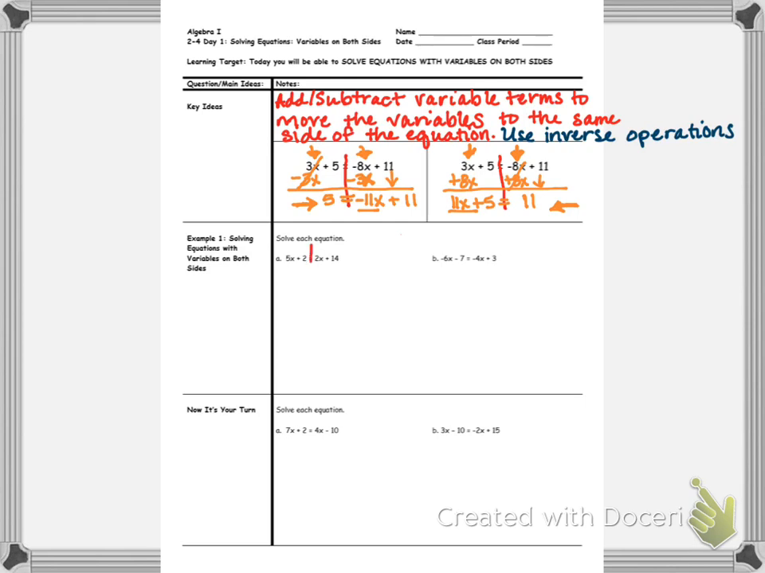So we'll get to this one. We have 5x plus 2 equals 2x plus 14. Which one do I want to move? It doesn't matter. My personal preference is to move everything to the left-hand side. It's just how I like to look at it. So I'm going to subtract 2x on both sides. I get the 3x, bring down the plus 2, equals a positive 14 because these canceled out. Now I have a regular 2-step equation, and I'm just going to solve as usual.